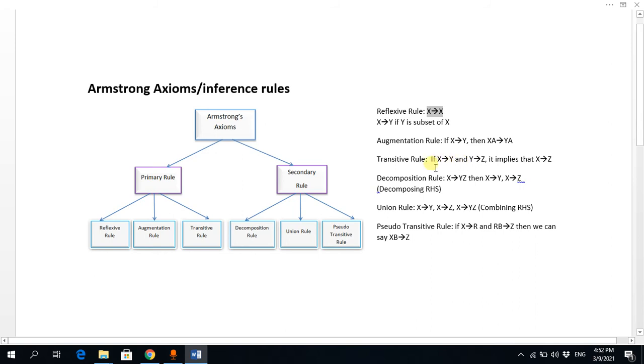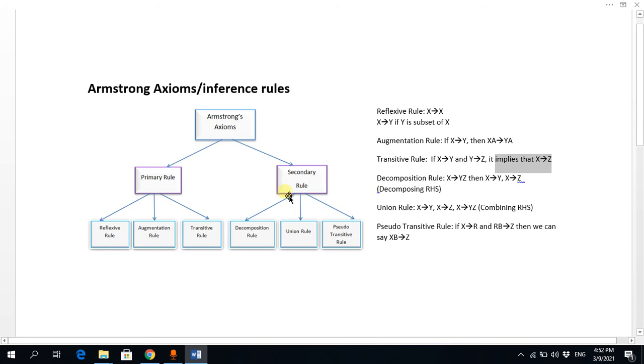And third is the transitive rule. Transitive rule means if x can determine y and y can determine z, then it implies that x can determine z. These were the 3 primary rules, and next we have 3 secondary rules.